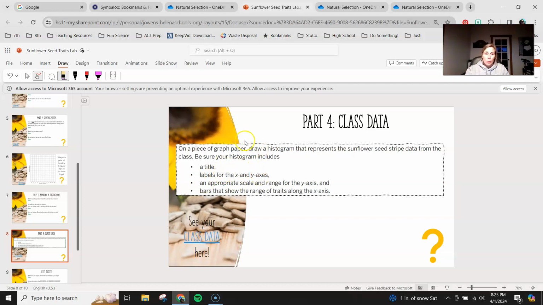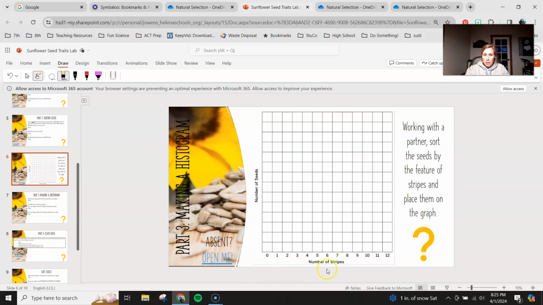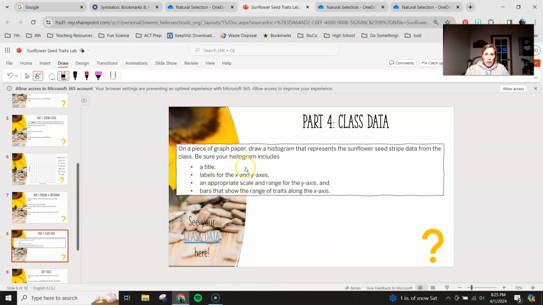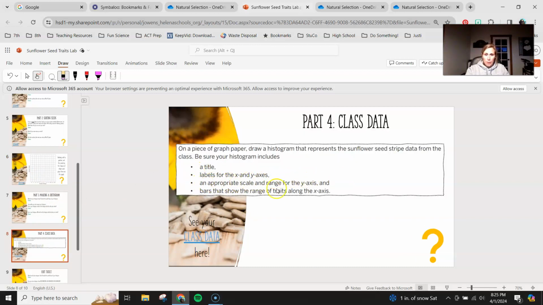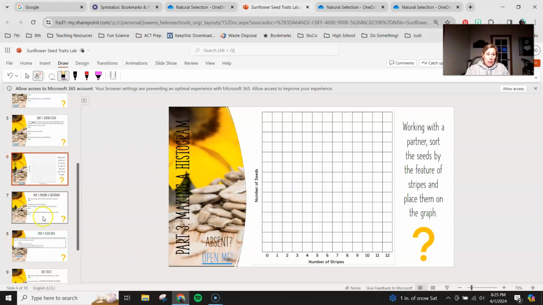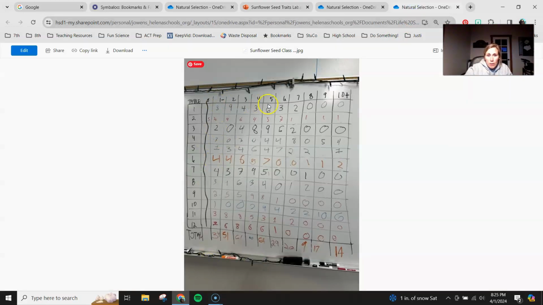So underneath the X axis across the bottom, just like you see here, you would probably have this exact same title, number of stripes. Your Y axis label is probably again going to be the same as on this graph here, number of seeds. And then an appropriate scale range for the axes. Your x-axis should look something like this top row here, where you have 1 or less than 1, 2, 3, 4, 5, 6, 7, 8, 9, and then 10 plus.